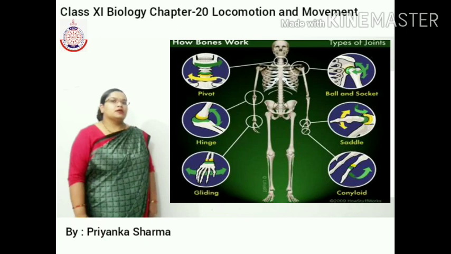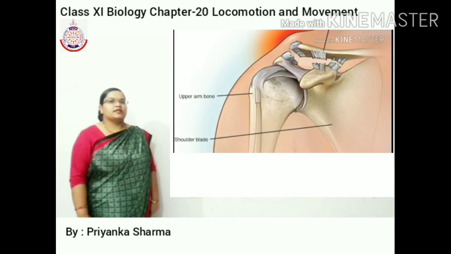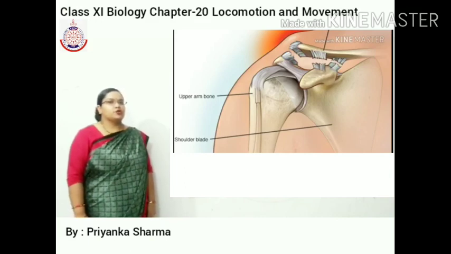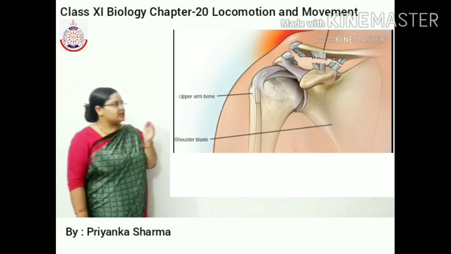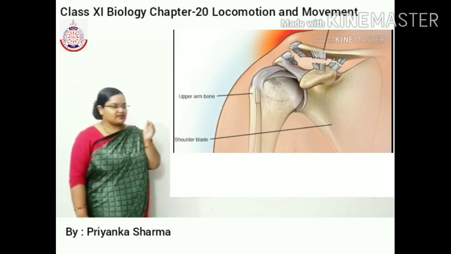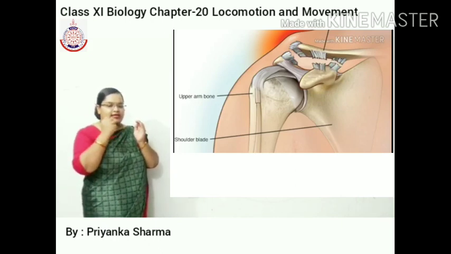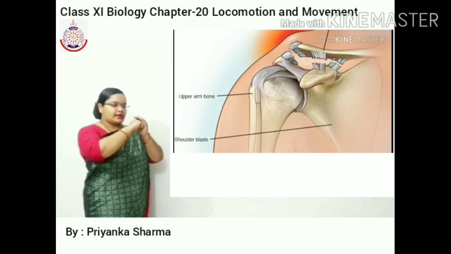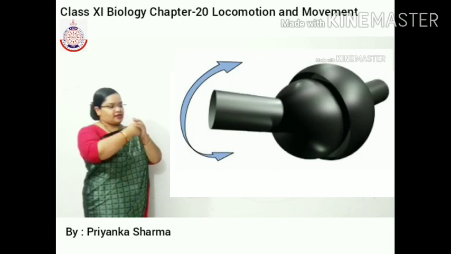For example, the ball and socket joint between the humerus and pectoral girdle, where the head of the humerus acts as a ball and the cavity in the pectoral girdle. Do you remember the cavity present in the pectoral girdle? Yes, that is the glenoid cavity. As you can see in the diagram also, the glenoid cavity acts as a socket, and the head of the humerus acts as a ball. So the ball fits into the socket and it can rotate in all directions.